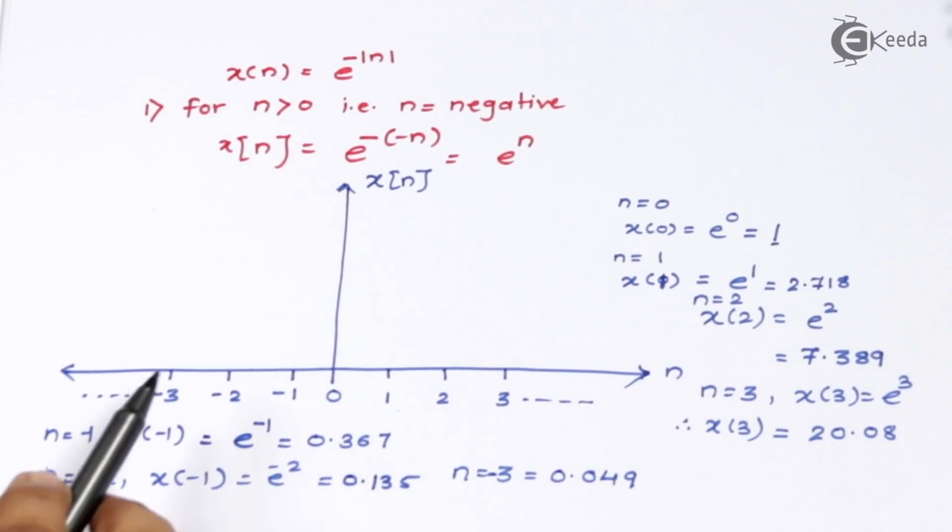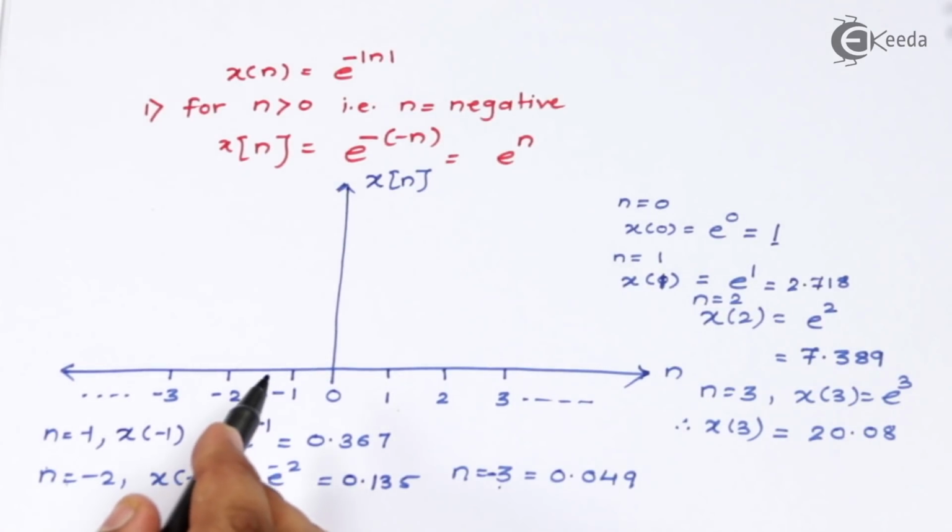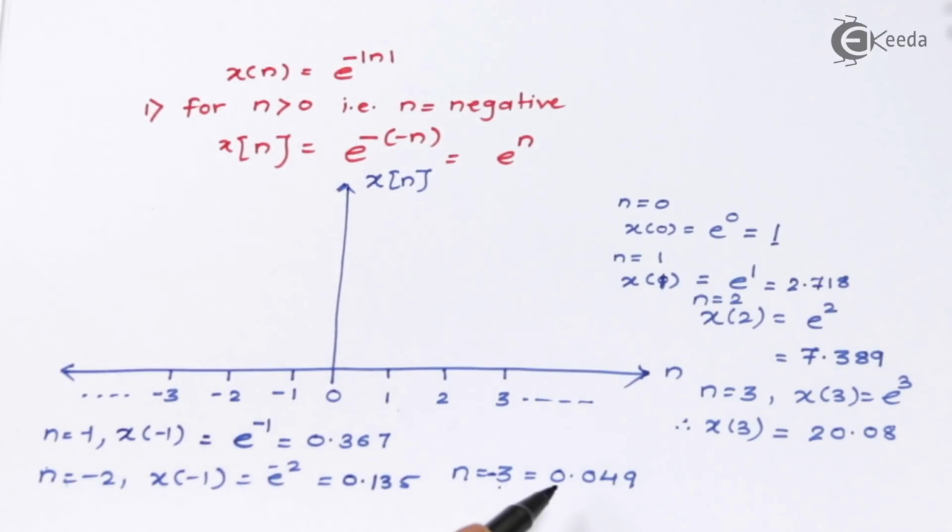So for n equals -1, what I will get? 0.03367. Similarly, for n equals -2, what do we have? 0.135. And for n equals -3, we have 0.049. Means you can say that the amplitude of this graph in the negative sequence almost reaches 0 value. So we'll draw the graph first.